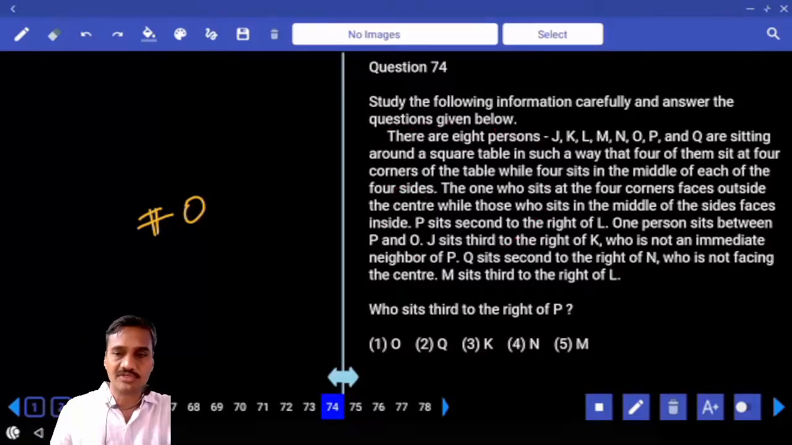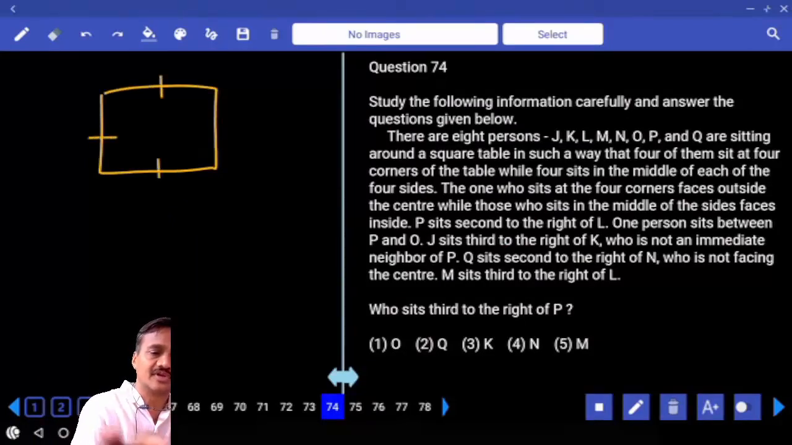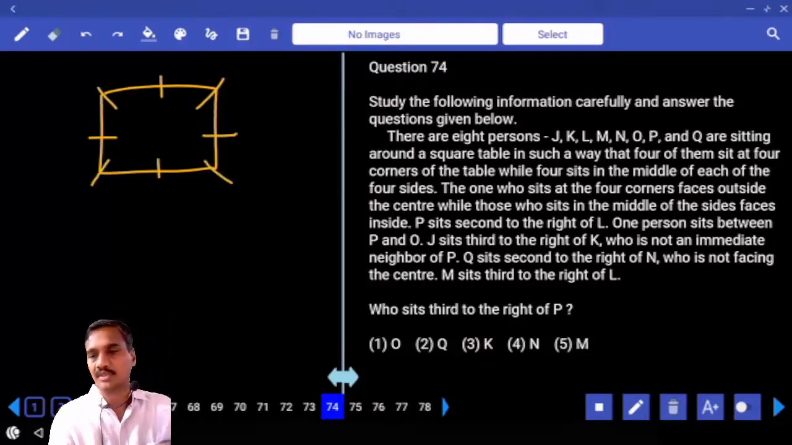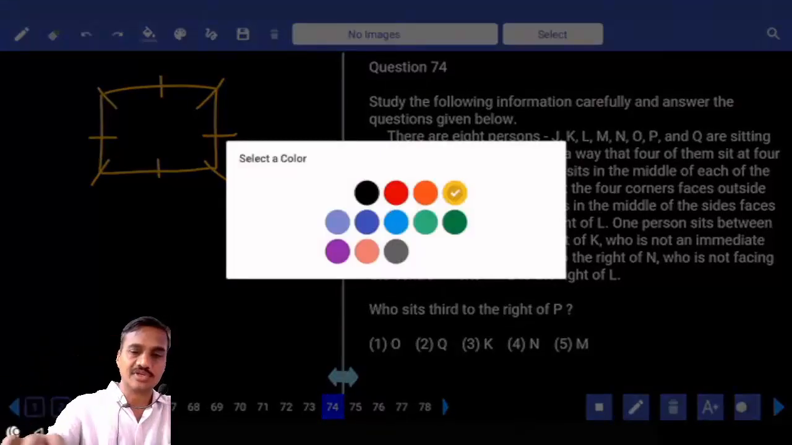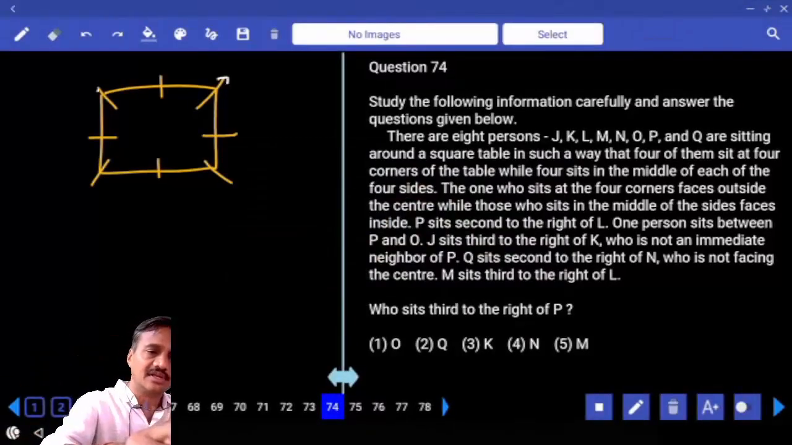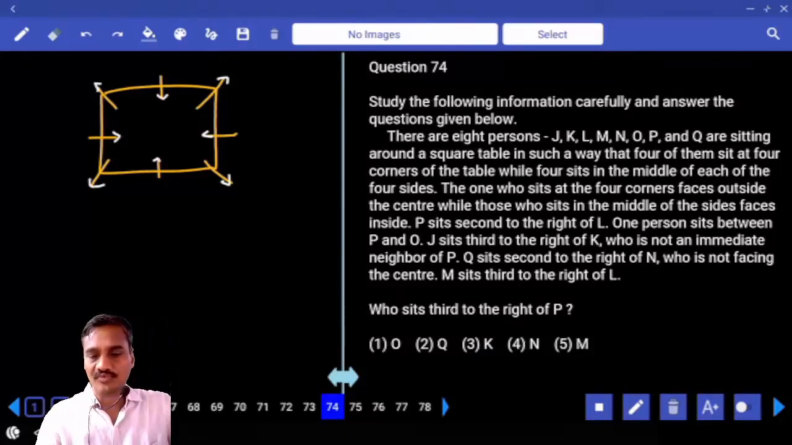Then from 74 onwards, there are 8 people seated around a square table, 4 at the center and 4 at the corners. The persons at the corners are facing outside the center, and the remaining persons are facing towards the center. The corner persons face outside, and these persons face inside.